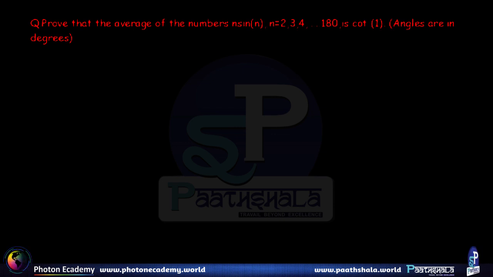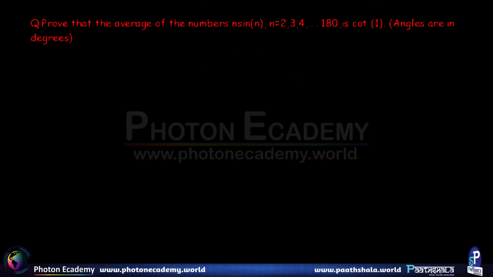So we know the method of calculating average, right? Suppose there are n terms, then we add all of those n terms and then we divide by n. So that is the average of those n terms. So let's write the terms over here.